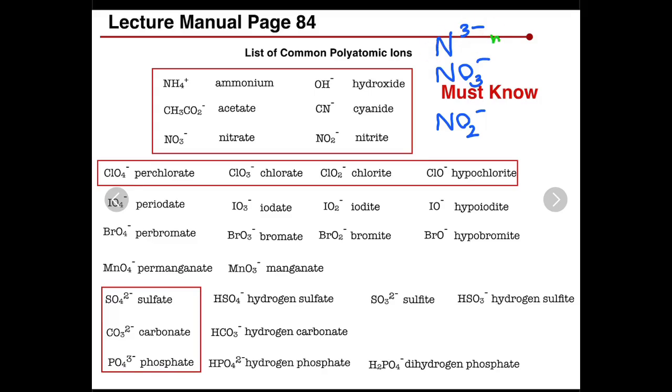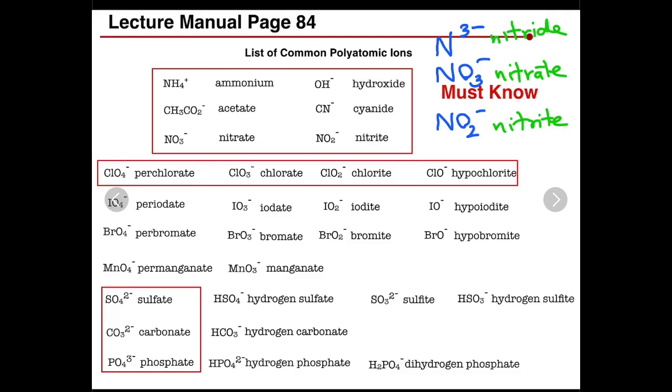Okay, so let me write that out. This would be nitride. This would be nitrate. This would be nitrite. So that's how you differentiate them. If it's ending with ide, you know that it contains just 1 nonmetal and doesn't contain oxygen. Whenever it contains oxygen, it's going to end with either ate or ite, except ammonium, hydroxide, and cyanide.